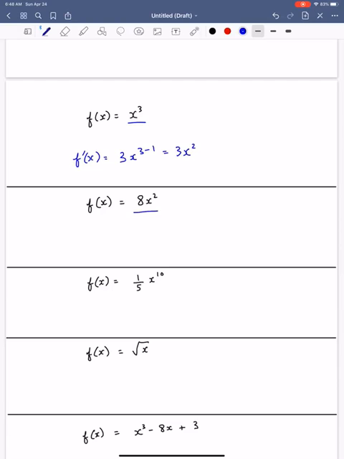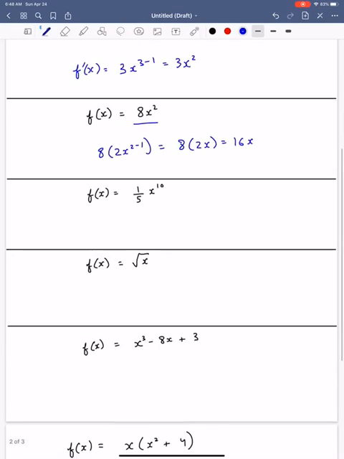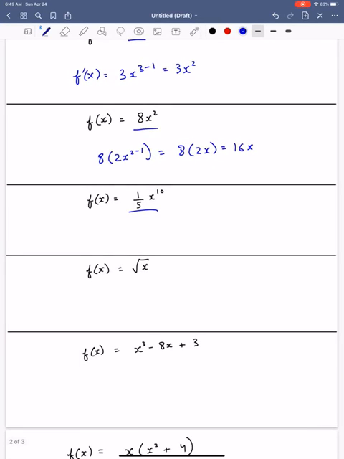Let's say you're given this. Now you'd remember what we talked about linearity, and basically take the constant aside and you derive the function itself, which would be 2x, minus 1 from the power rule. And we would get 8 times 2x, which would be 16x. Now, this function might look a bit hard, but it really isn't.